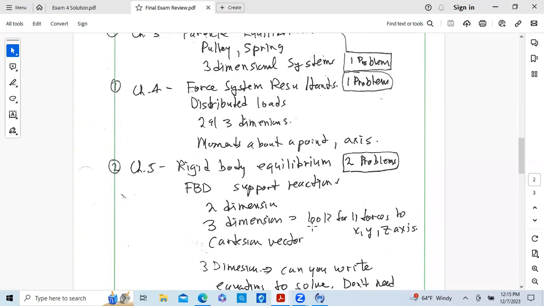The 3-dimensional problems, what you want to do is look for parallel forces to the X, Y, and Z axis. If all the forces are parallel to the X, Y, Z axis, you may be able to solve this using scalar concepts. And I did an example problem and a couple of them, and I think we had a homework problem to look at. Cartesian vectors are important.